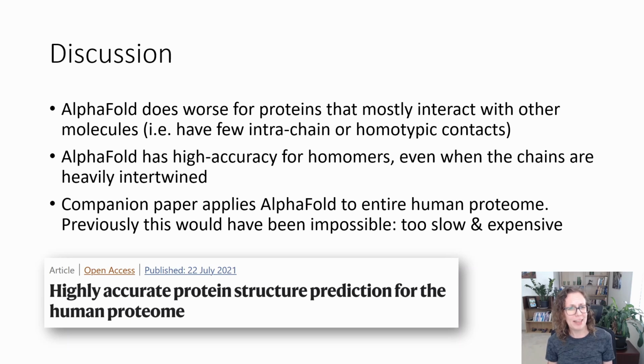Something that was pretty neat about this is that at the same time it was published, a companion paper was also published in Nature, applying this to the entire human proteome. And previously, that's a problem that would have been impossible because it was too slow and expensive. AlphaFold did struggle with proteins that interact with a bunch of other molecules. So if they have few interchain or homotypic contacts, and I think it makes sense that those would be harder to predict. But overall, AlphaFold really kind of blew away all the pre-existing techniques for doing this with its high accuracy, and has been a big breakthrough in predicting protein structures.